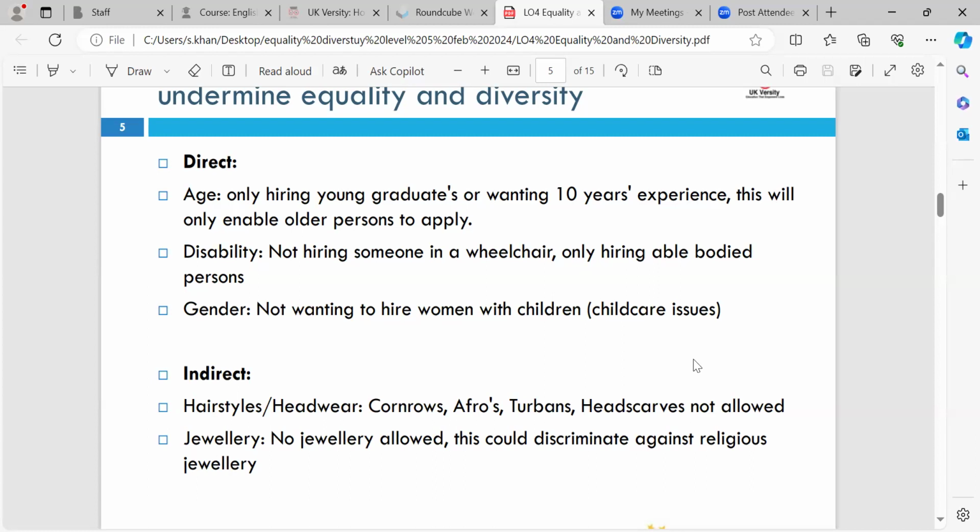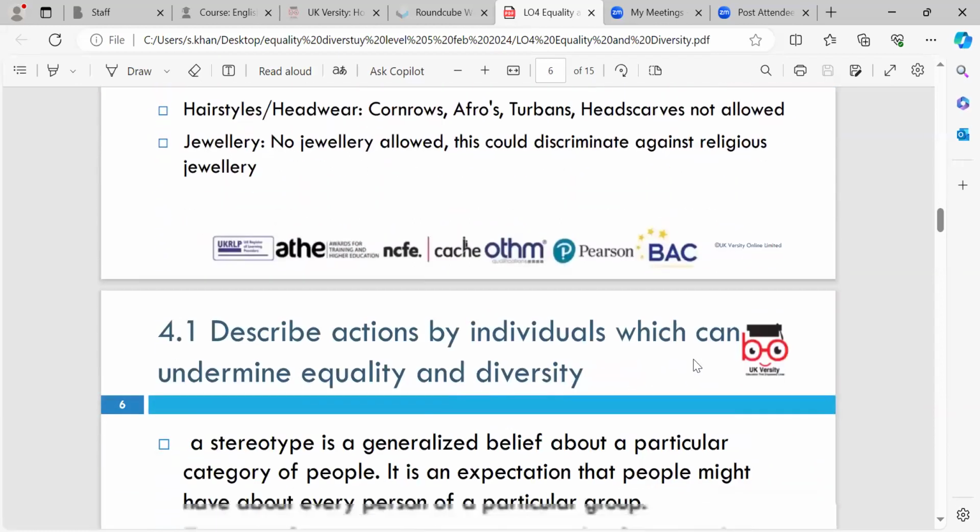There are lots of cases with the issue around the headscarf, which is quite a big thing within schools, and how people are discriminated against for wearing a headscarf or turbans. So there are different indirect forms of discrimination.